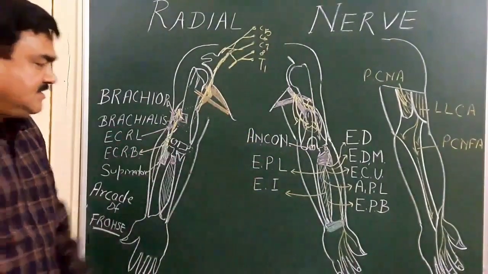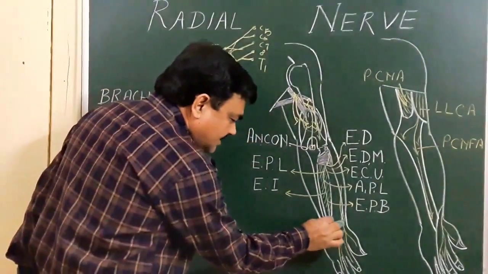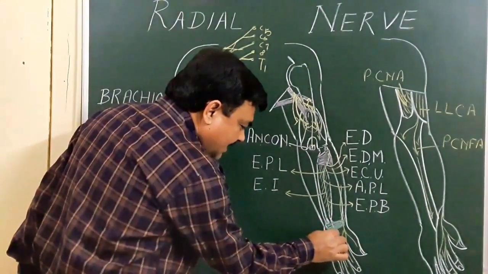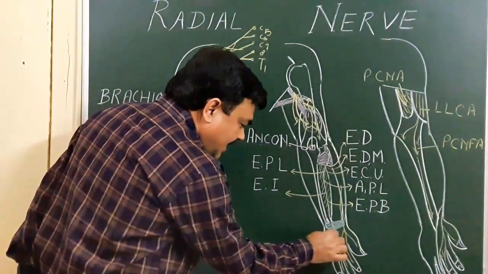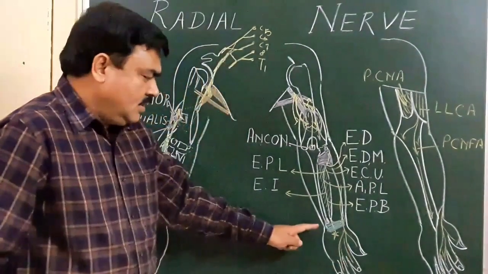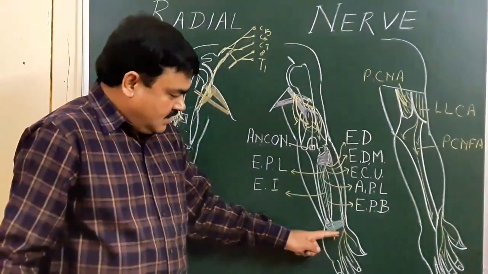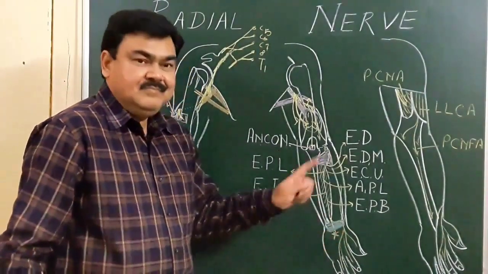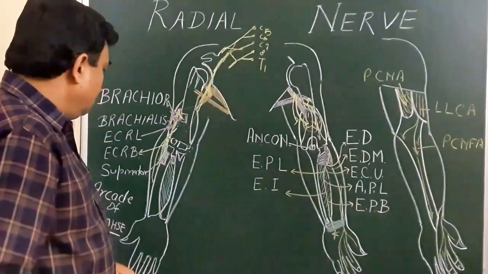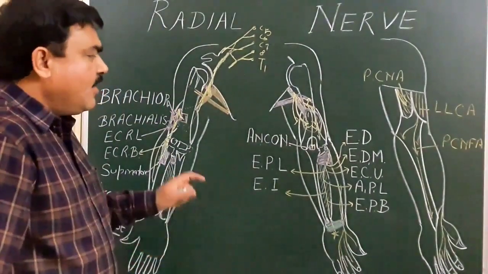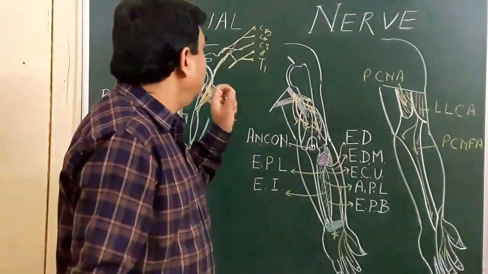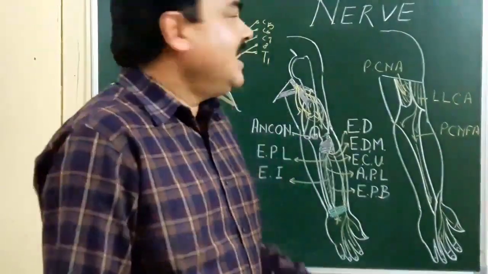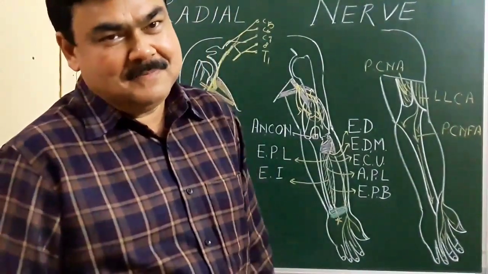After giving these branches, it passes under the extensor retinaculum, and here it ends in a pseudoganglion, and here it gives supply to the wrist joint, carpal joint and carpometacarpal joint. So this is all about the radial nerve. Now let us discuss the applied anatomy of the radial nerve.